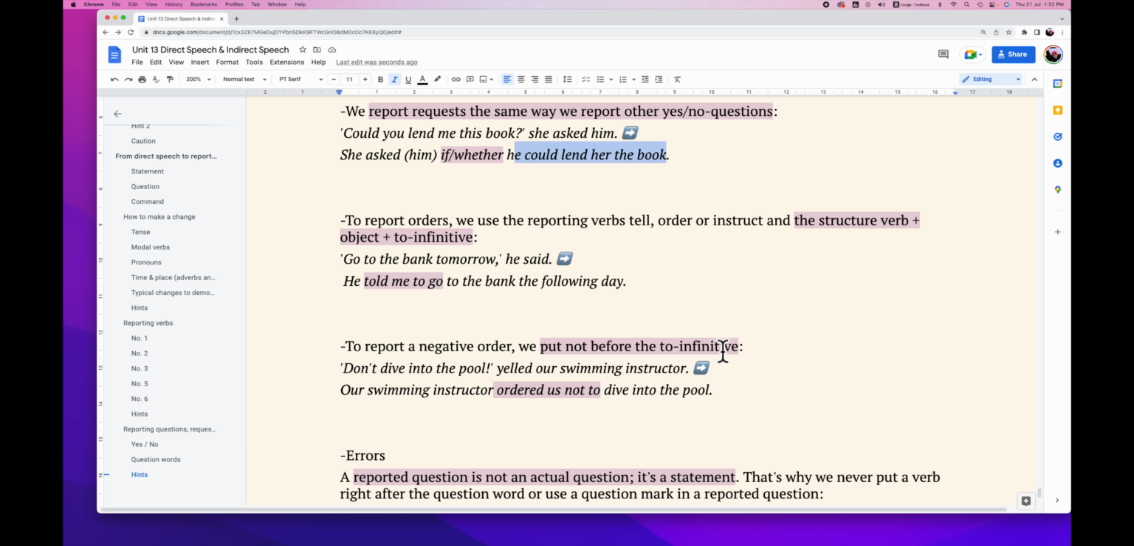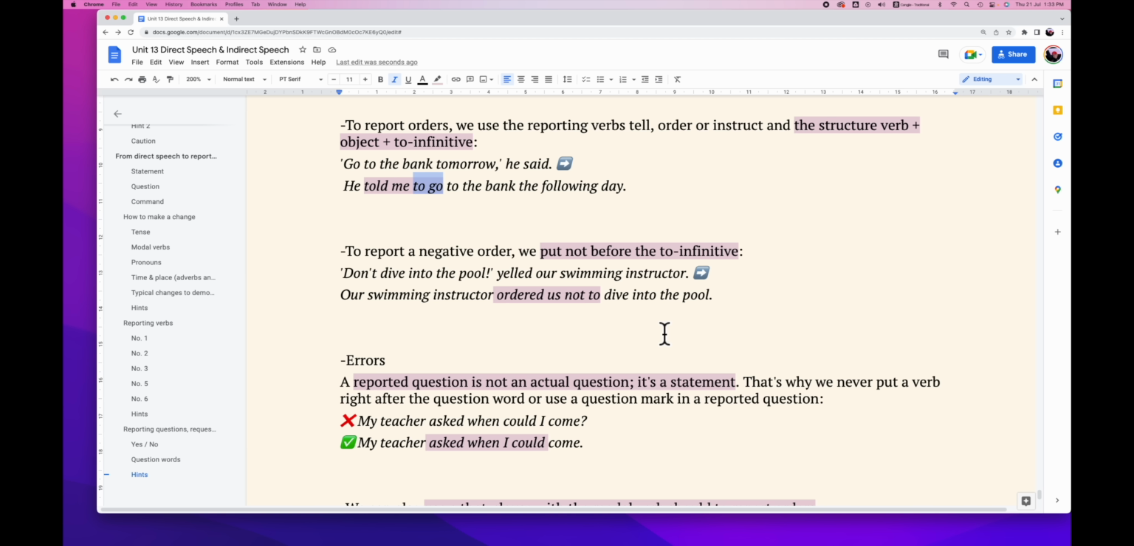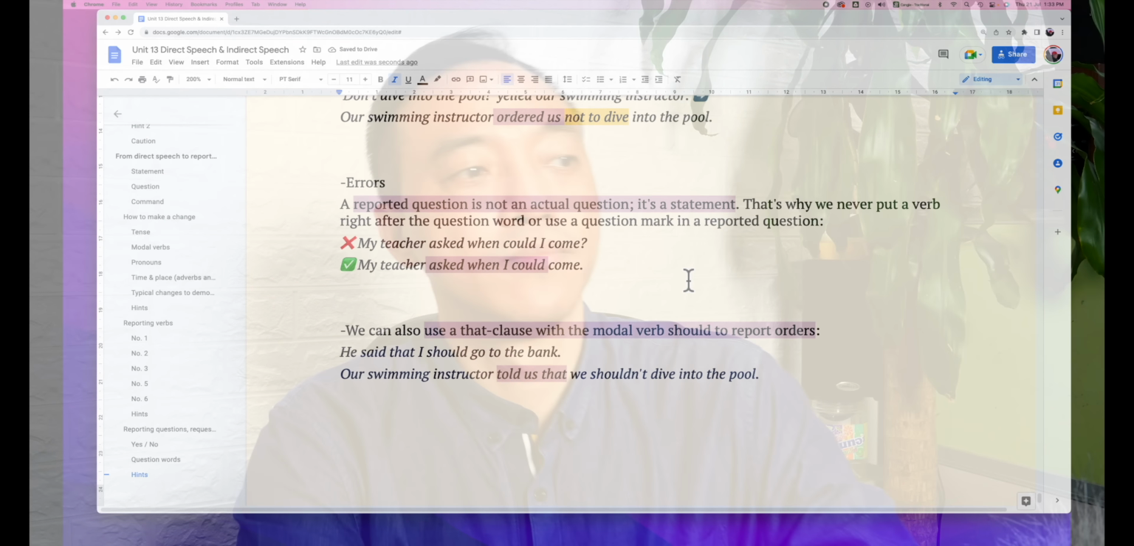To report orders, we use the structure verb plus object plus to-infinitive. So, he told me to go. And this time, the to-infinitive tells you what he actually wanted me to do: to go to the bank. However, to report a negative order, we put not before the to-infinitive. So, our swimming instructor ordered us not to dive into the pool.